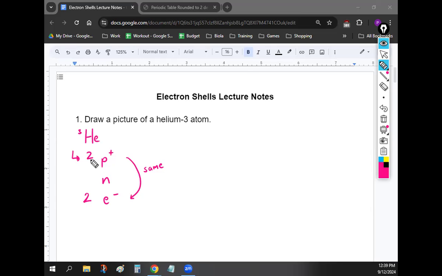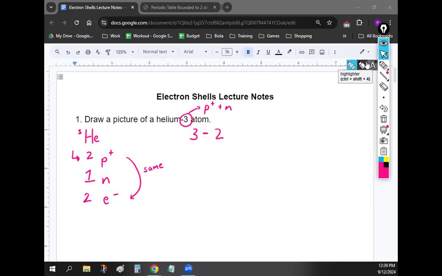Okay, and then last but not least, we have neutrons. To find neutrons, if you guys remember, this number back here is the mass number, and this number is protons plus neutrons. So if you want to find just the neutrons, you just do the mass number minus the protons. So 3 minus 2 is 1. So you have a total of 1 neutron.